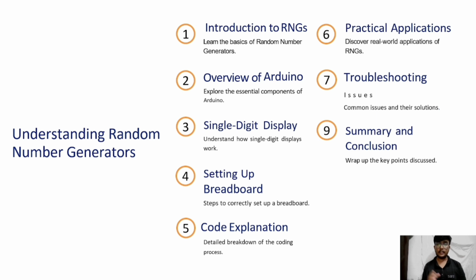First point is introduction to RNGs, learn the basics of random number generator. Second is overview of Arduino. Third is a single digit display. Fourth is setting up a breadboard. Fifth is a code explanation. Sixth is practical applications. Seventh is troubleshooting. Ninth is summary.